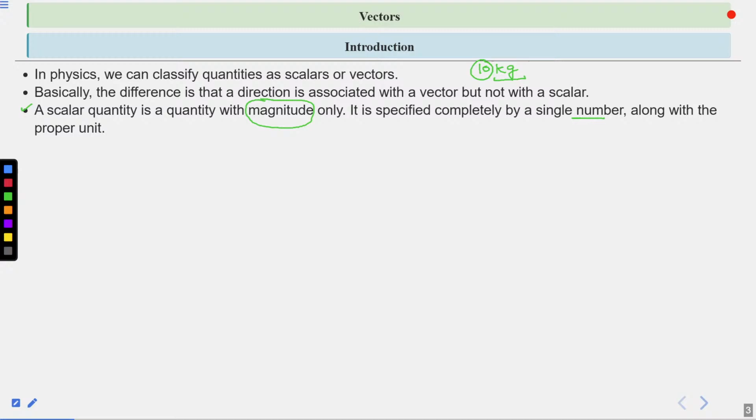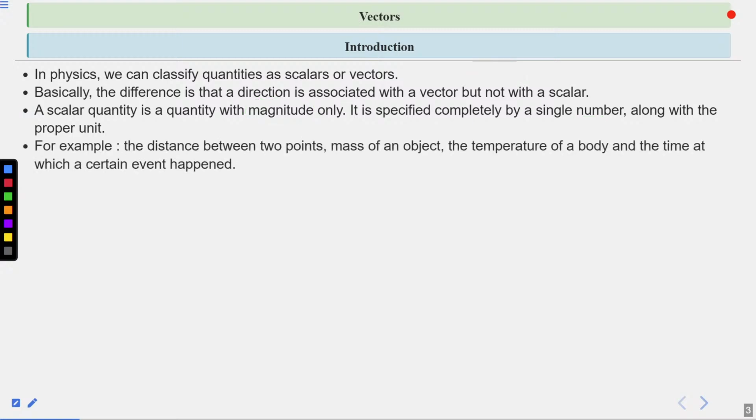And when we talk about direction, in that case the quantity will change. For example, distance between two points. Look here, we have two points, point A and point B, and the distance between point A and point B is 2 meter. It means the magnitude is 2 and the unit is meter. It means distance is a scalar quantity.